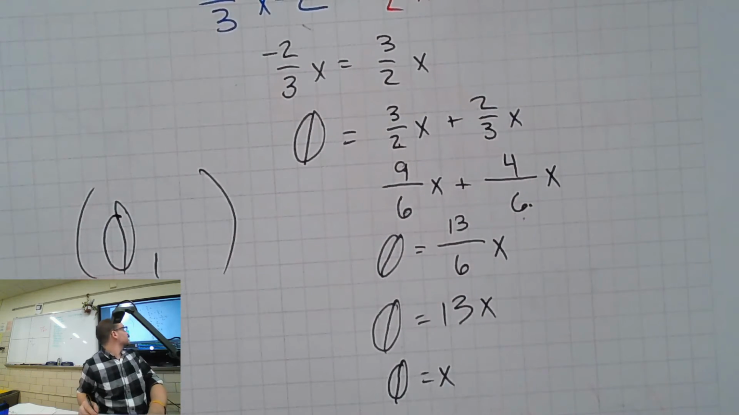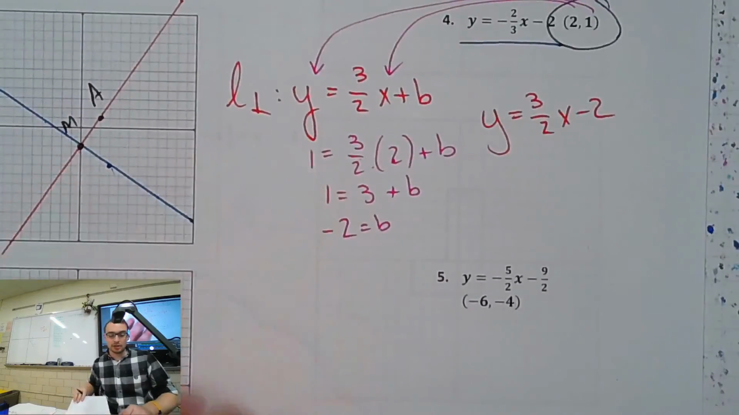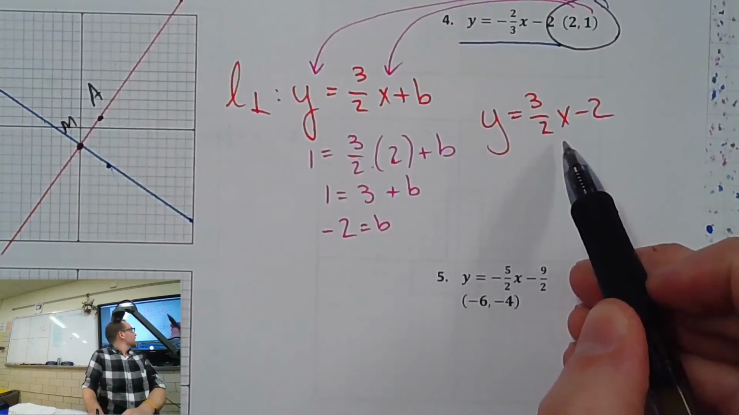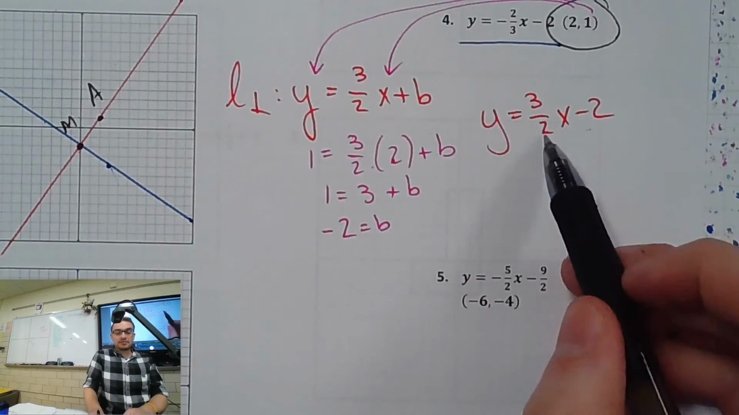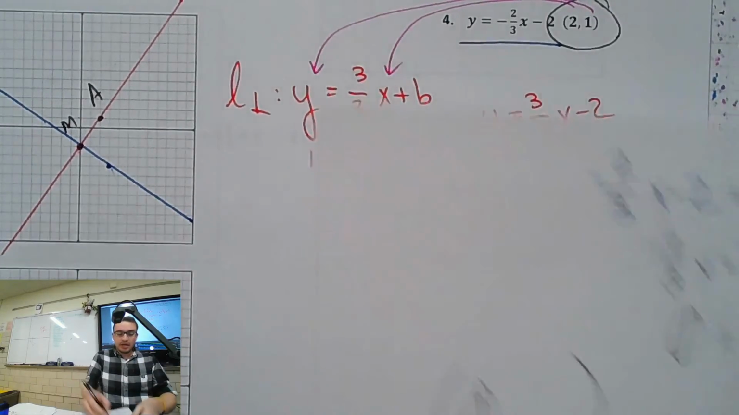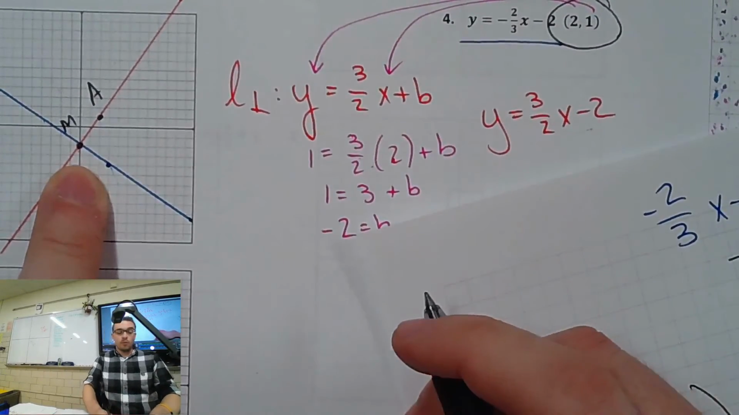So we know it's 0 for x. How do I figure out where y is? I plug it into one of my original equations. I'm going to plug it into this one. If I plug in 0 for x, what do I get for y? Right? 3 halves times 0 is nothing, minus 2 is negative 2. So they intersect at 0, negative 2. Oh, look, they do.